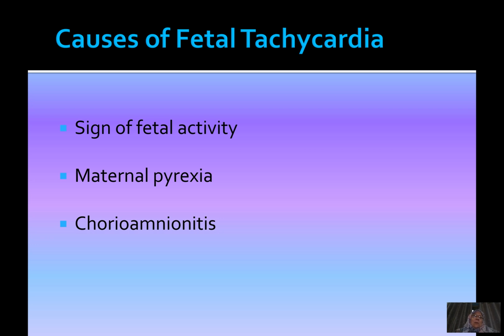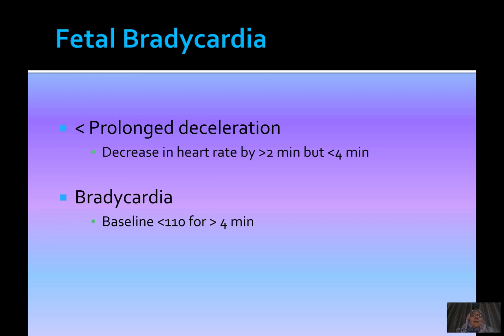Fetal activity is also associated with usually good variability, normal variability. Other causes of fetal tachycardia can be maternal pyrexia or chorioamnionitis. A fetal bradycardia, we have already talked about this in our first lecture, is defined as a heart rate below 110 for over 4 minutes. Everything between, with a baseline rate below 110 between 2 and 4 minutes, is termed a prolonged deceleration.